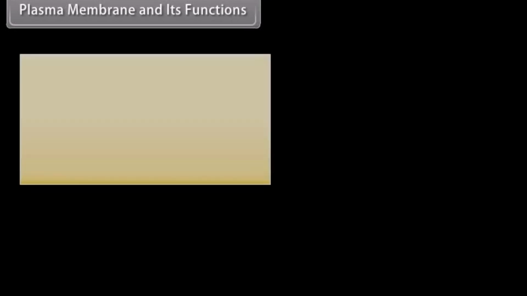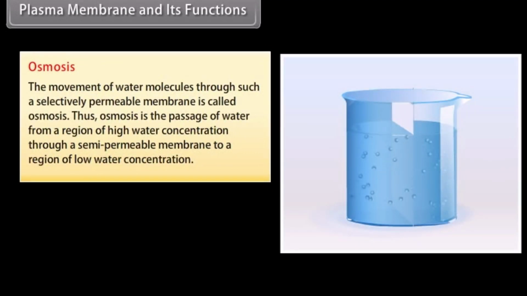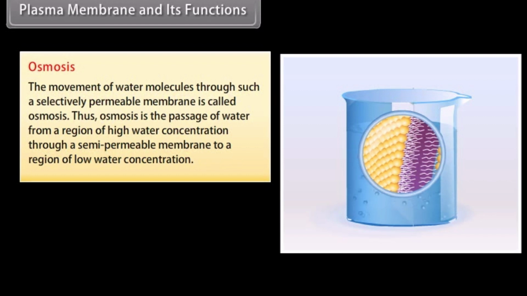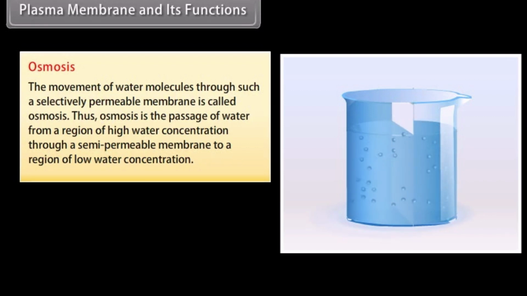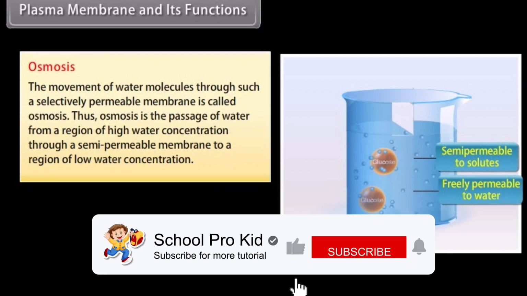Plasma membrane and its functions. Osmosis. The movement of water molecules through such a selectively permeable membrane is called osmosis. Thus, osmosis is the passage of water from a region of high water concentration through a semi-permeable membrane to a region of low water concentration.